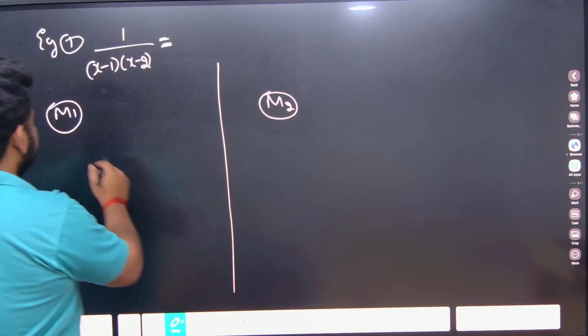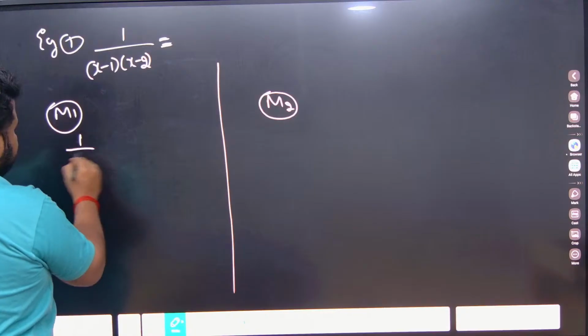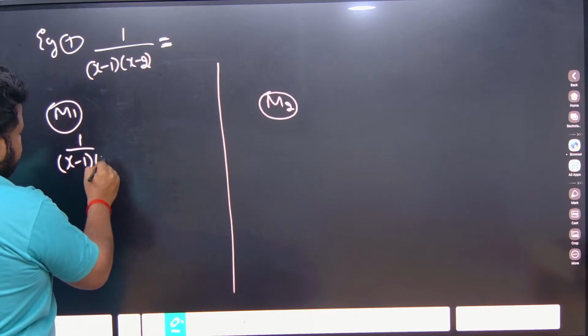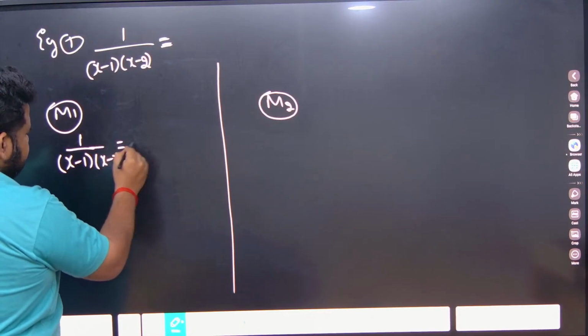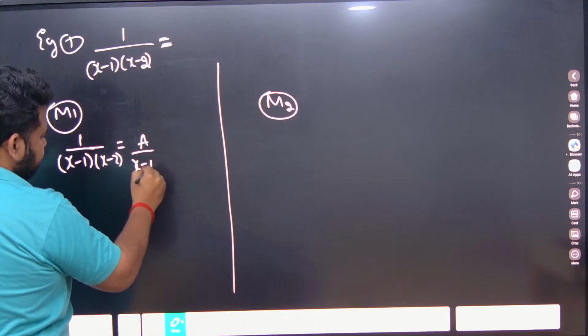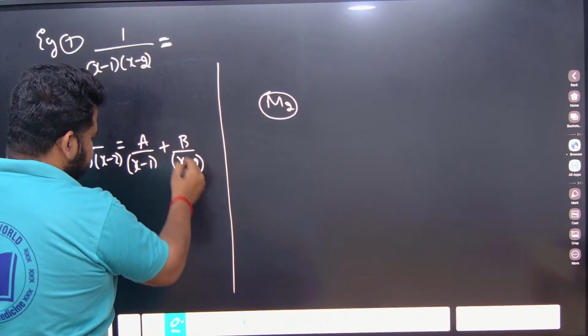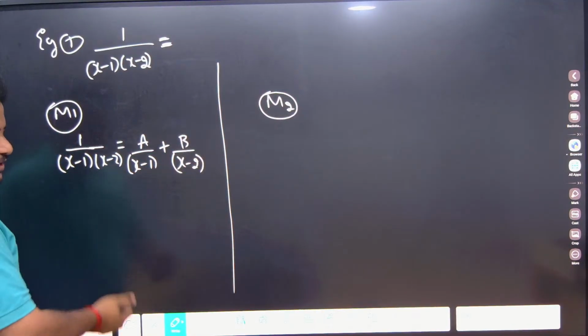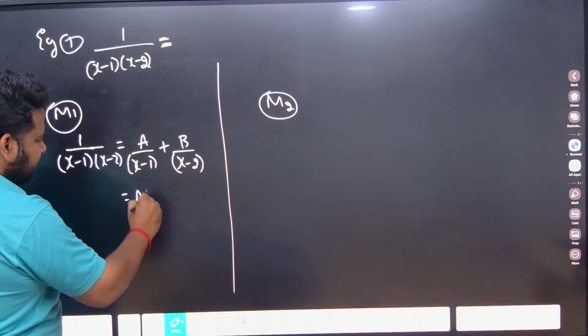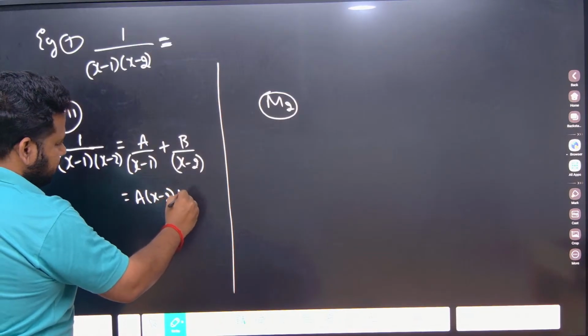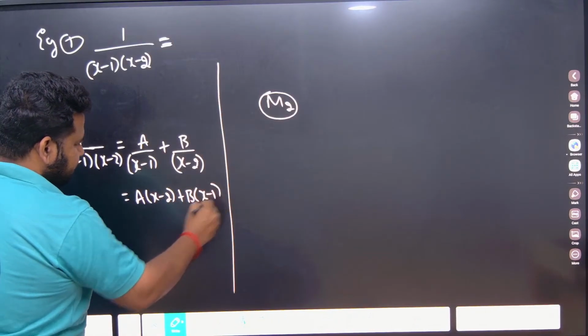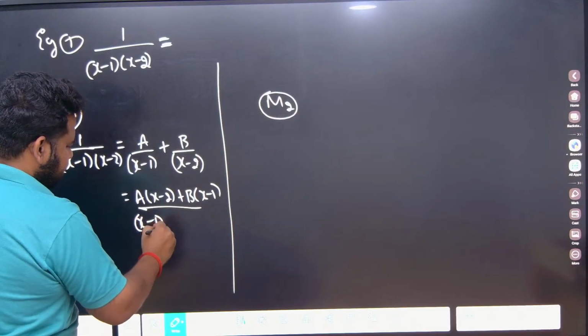So method 1, if I write it, 1 by x minus 1 into x minus 2 is equal to, both are linear, so I can write it as a by x minus 1 plus b by x minus 2. Fairly simple. Here we have to take the LCM, this will become a into x minus 2 plus b into x minus 1, divided by x minus 1 into x minus 2.